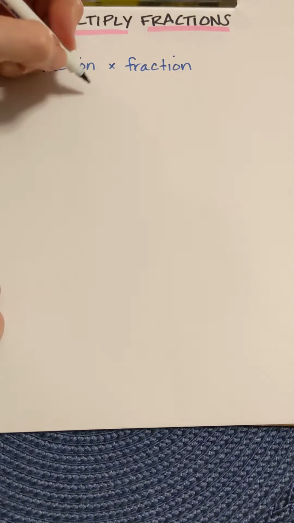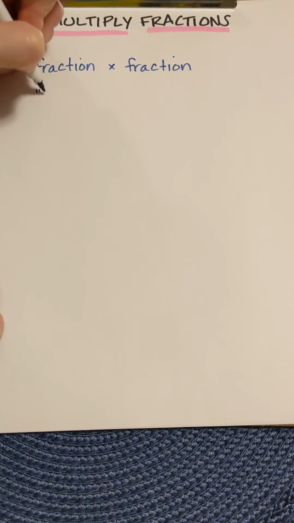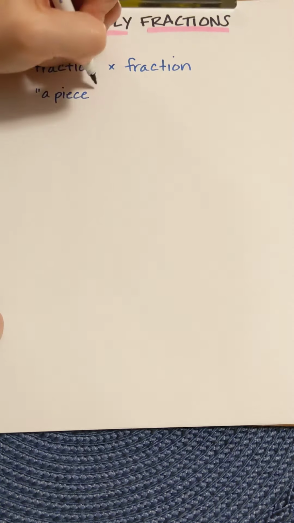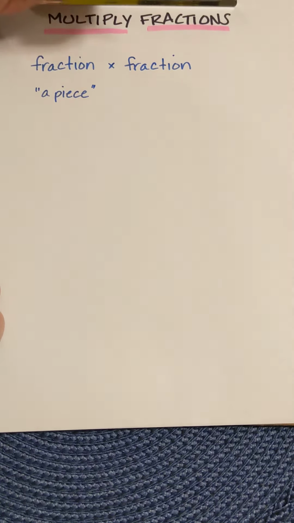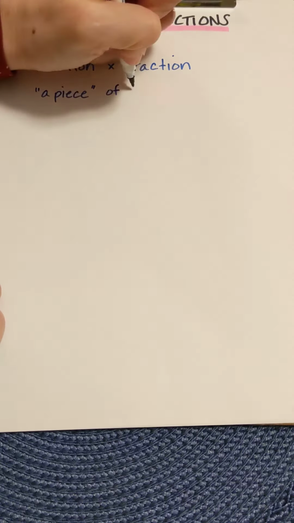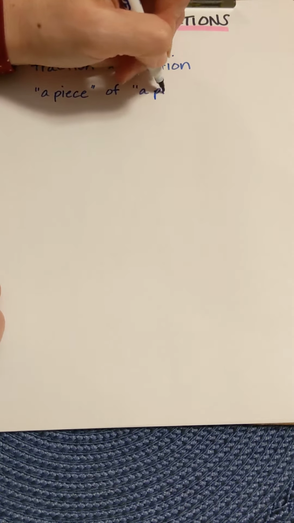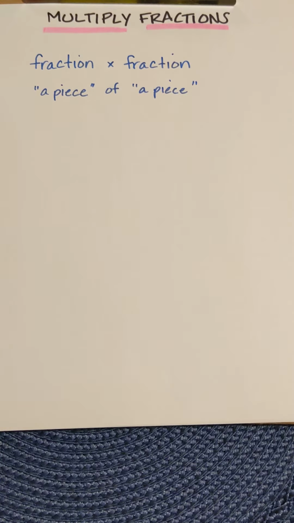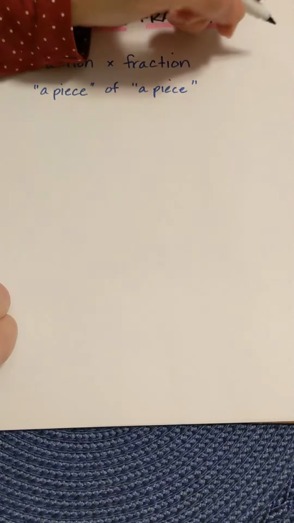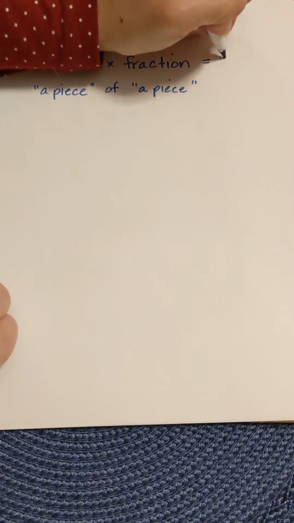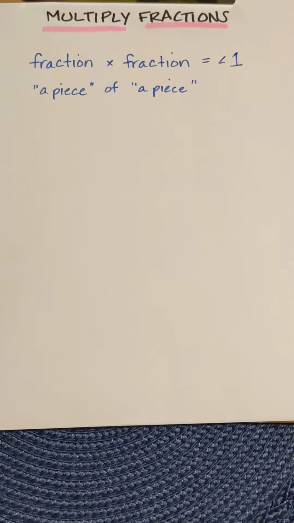So, if a fraction is a piece, then multiplying fractions is really like taking a piece of a piece. And when you take a piece of a piece, you get an even smaller piece. So when you multiply a fraction times another fraction, you'll always get a product less than 1.